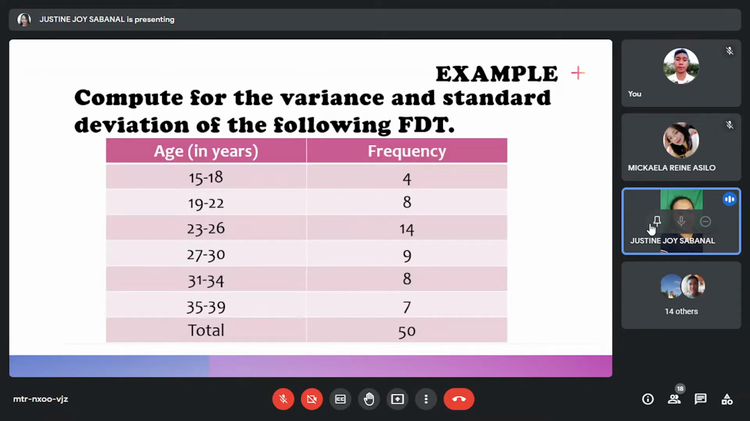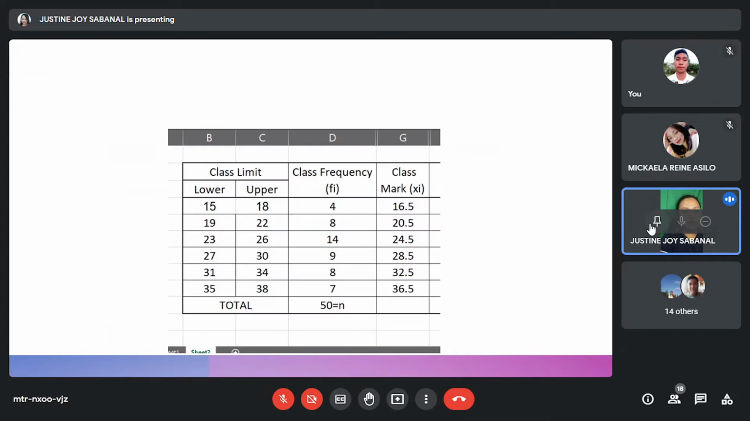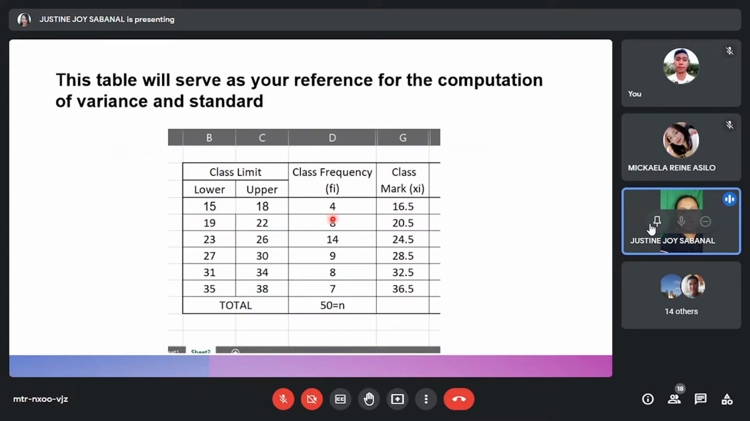So, for our illustration, compute for the variance and standard deviation of the following data. We have ages from 15 to 39 and the total frequency natin ay 50. Pag ganyan lang, target nyo lang naman is to know the variance and standard deviation. You don't have to complete the frequency distribution table. Dito lang po kayo magfo-focus: class limit, class frequency, at saka po class mark. Hindi nyo na kailangan computein yung mga boundaries kasi hindi naman siya kailangan.